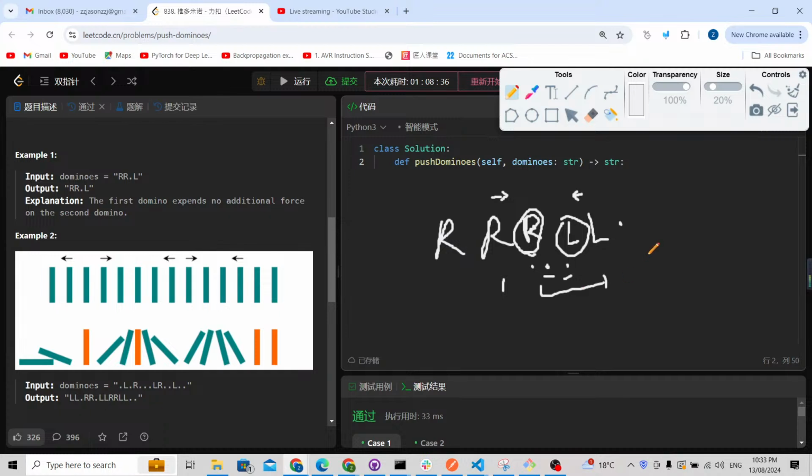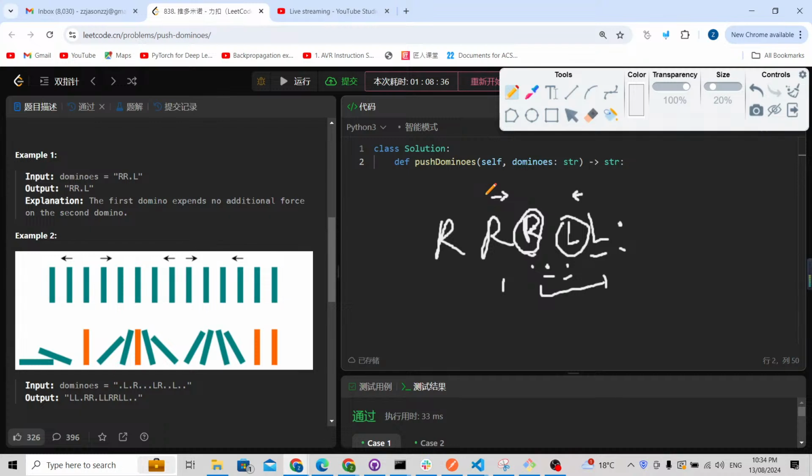Maybe we're gonna check this dot here at the right side. So for this dot, what is the distance to the R? Maybe we think the distance to this R is gonna be 1, 2, 3, 4, but it is not like that, because there is a L. This L is gonna influence the distance, because here is a force from the right side with this R.